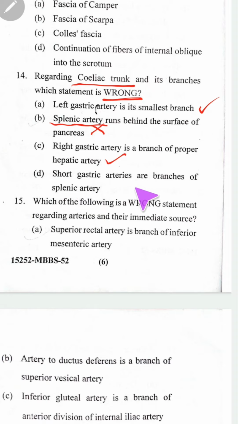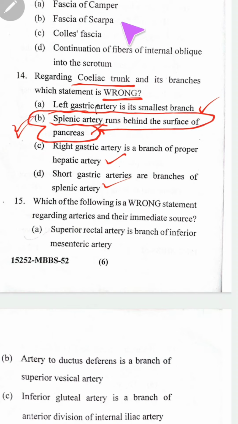The short gastric arteries are branches of the splenic artery, correct. So your answer is this. Splenic artery runs behind the surface of the pancreas is a wrong statement. So this becomes your answer. What is the answer to the 14th? B.